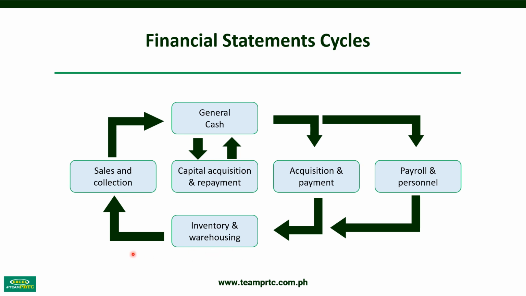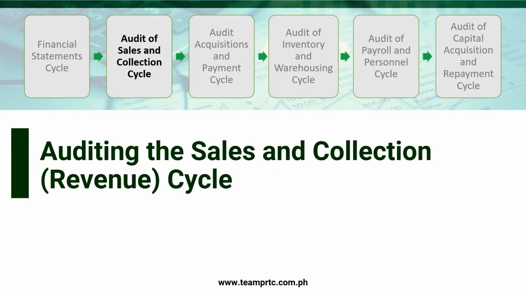So let's start to discuss the first one. We will discuss first the sales and collection cycle. Again, the sales and collection cycle is also known as the revenue cycle. Before we talk about the relevant audit procedures, we have to understand first the different business functions and documents, as well as the classes of transactions and account balances involved in each cycle. We cannot appreciate the purpose of the audit procedure if we do not first understand how the transaction cycle works for the company.